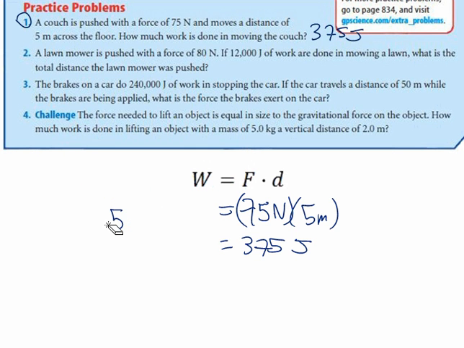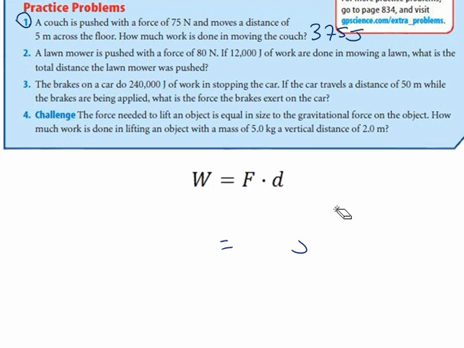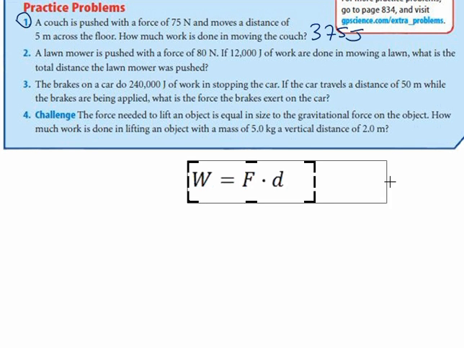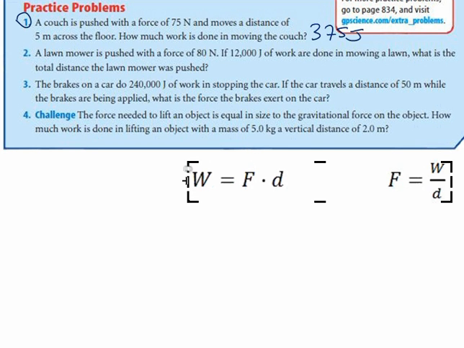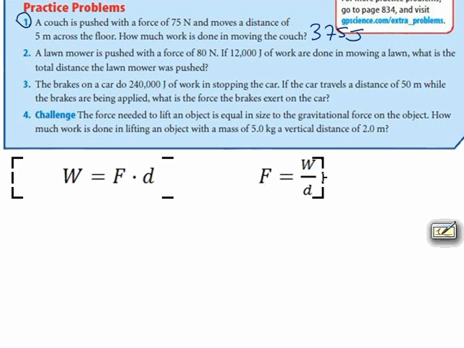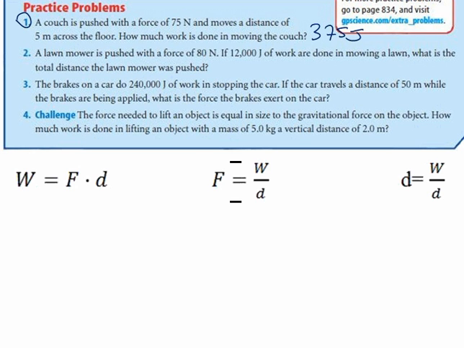Let's take a look at the next problem. Problem 2 says a lawnmower is pushed with a force of 80 newtons. If 12,000 joules of work are used in mowing the lawn, what is the total distance the lawnmower was pushed? Now, this requires us to algebraically switch the equation. We can derive for either work or find the answer for force or distance. So we're going to need to use distance is equal to work divided by force.